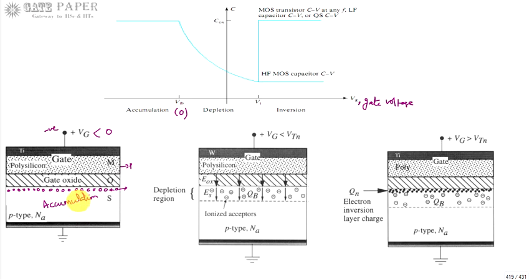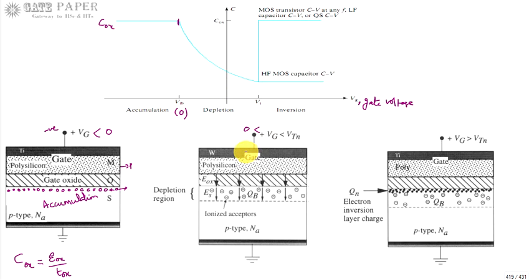So it acts like a parallel plate capacitor, with the capacitance present being only the gate oxide, and the gate oxide capacitance is nothing but COX, the oxide capacitance per unit area, which can be specified as epsilon OX by TOX. This is COX during the accumulation region, till this point. And if you are applying a positive voltage that is less than the threshold voltage, so the gate voltage VG is greater than 0 and less than the threshold voltage, now you are applying a small positive voltage.